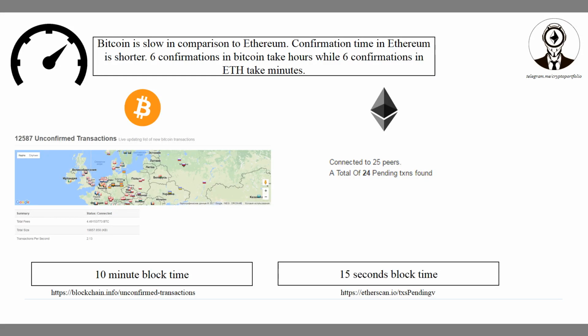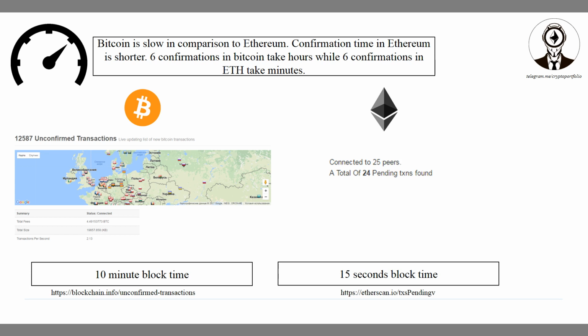Let's now touch one of the most sensitive topics for Bitcoin: time. It takes a long time to have your transaction be confirmed. Bitcoin is very slow in comparison to other blockchains. One of the reasons is the miners.